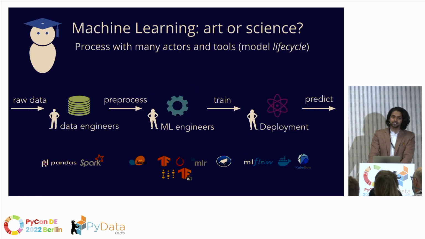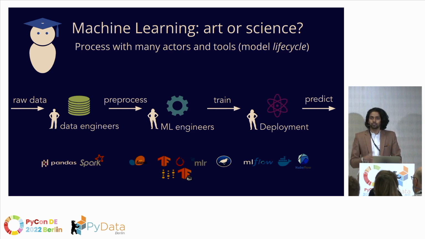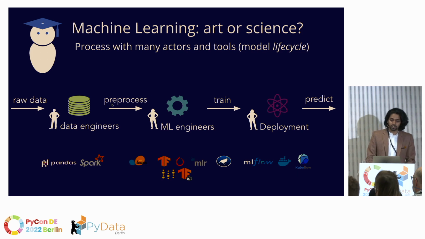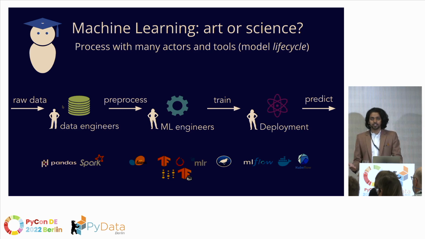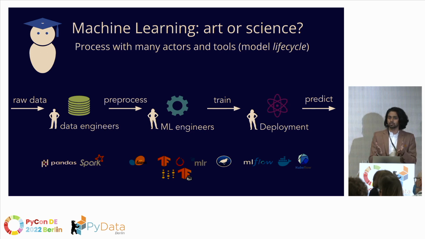So let's talk about a simple machine learning workflow. What do we need for a machine learning workflow? And the most important part that we already talked about is the raw data, which is being handled by data engineers, which then gets pre-processed. We feed that data into a flow. So here when we talk about a flow, it basically means a model.